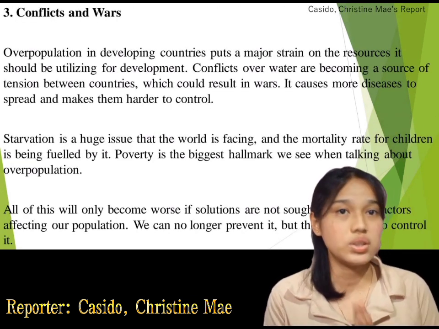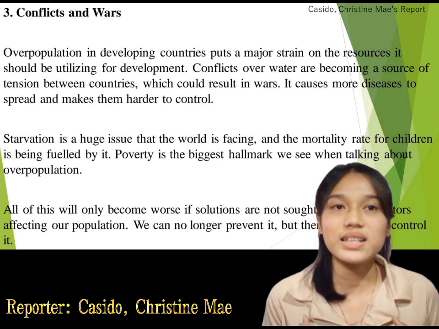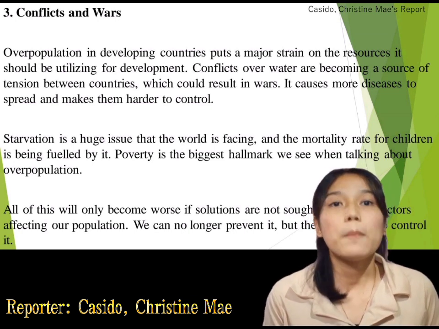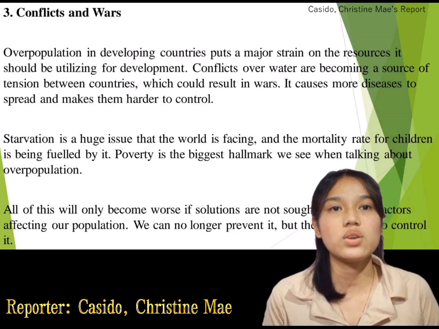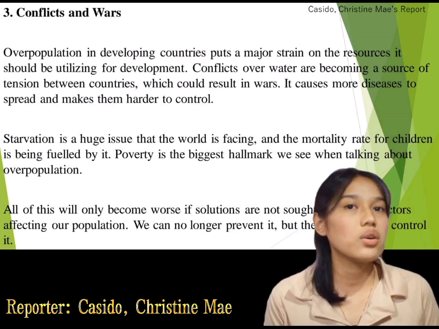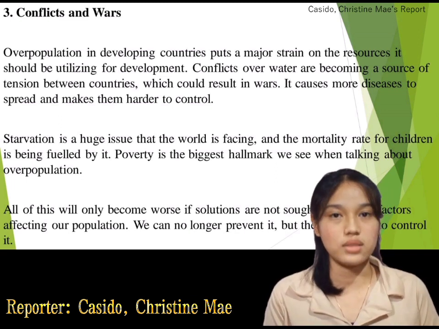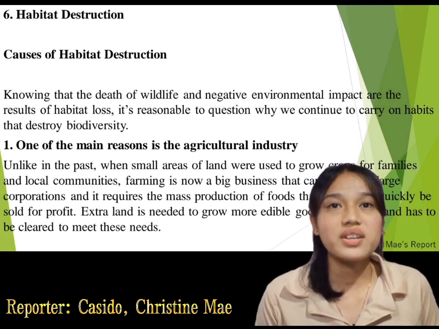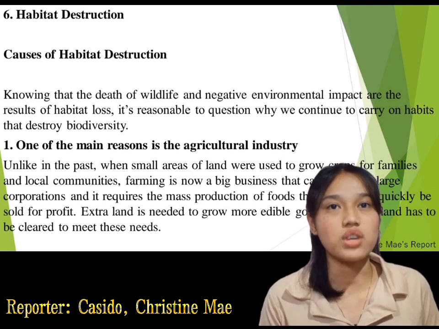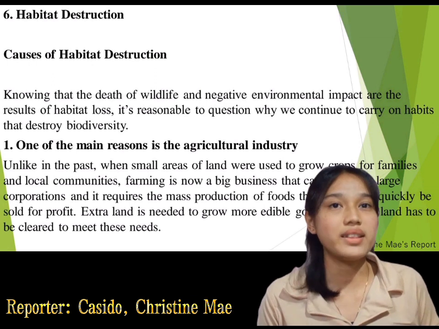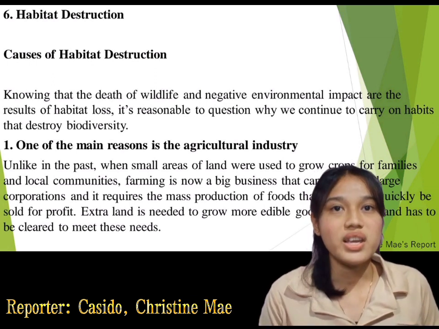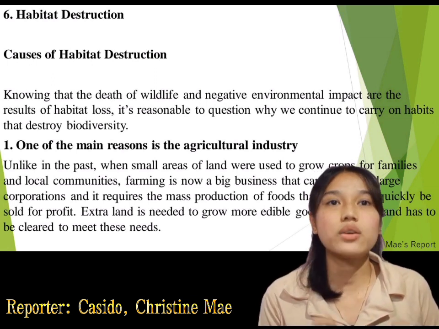Starvation is a huge issue that the world is facing, with the mortality rate for children being fueled by it. Poverty is the biggest hallmark we see when talking about overpopulation. We can no longer prevent it, but there are ways to control it. So another factor that threatens nature is habitat destruction. So what are the causes of habitat destruction? First, one of the main reasons is the agricultural industry.